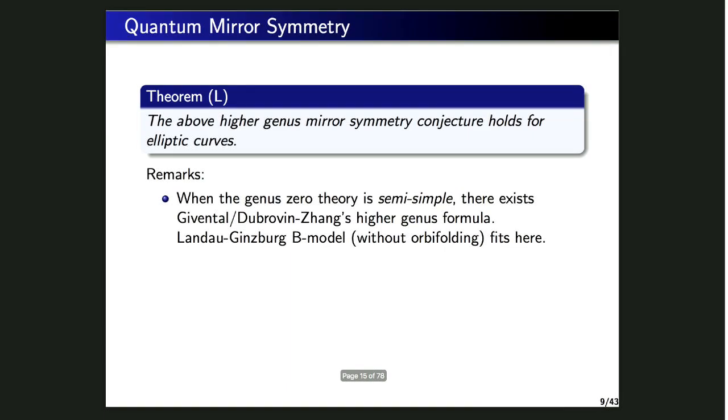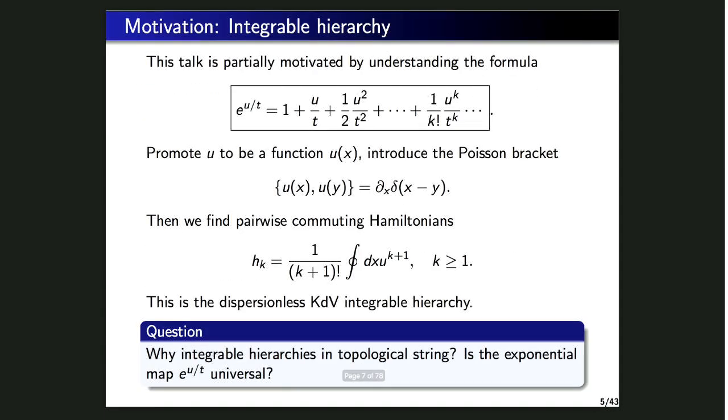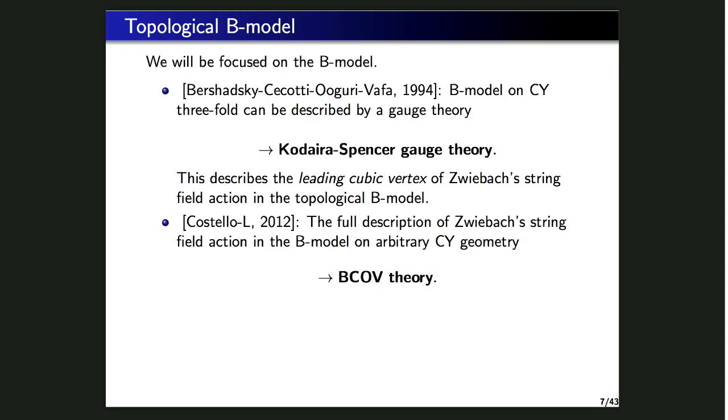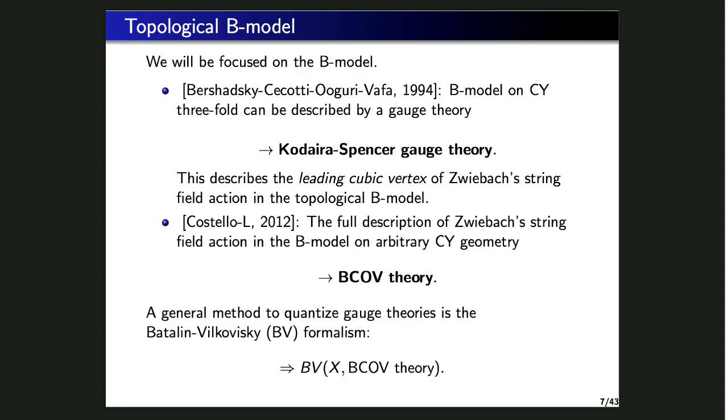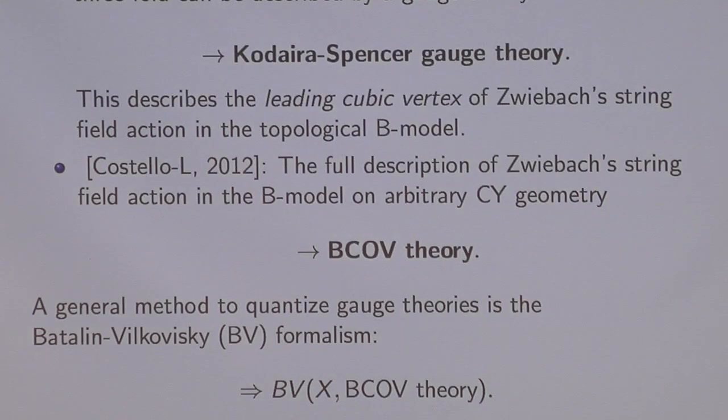And later on, with Costello, we found a full description of the B model by turning on so-called gravitational descendants. And this works for any Calabi-Yau. We're going to call this the BCOV theory. And a general method to quantize a gauge theory is the so-called BV quantization. I'll explain this notion later on. But let's assume we can do this for this particular interesting gauge theory. And I'm going to denote this by the BV quantization on X for this particular BCOV theory, just a symbol.